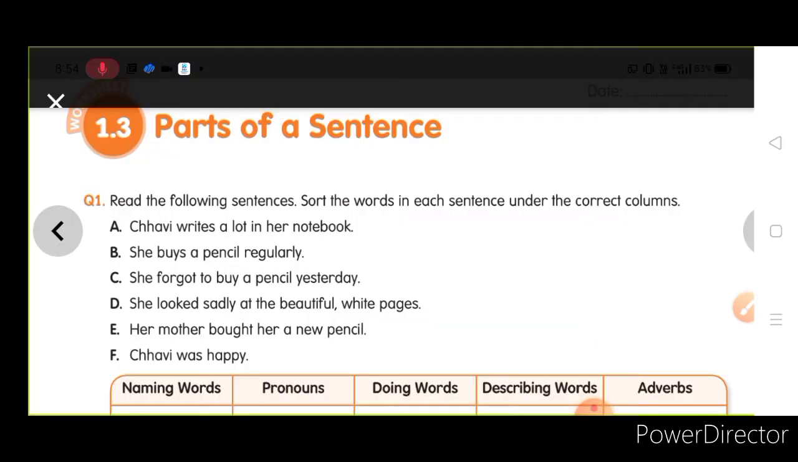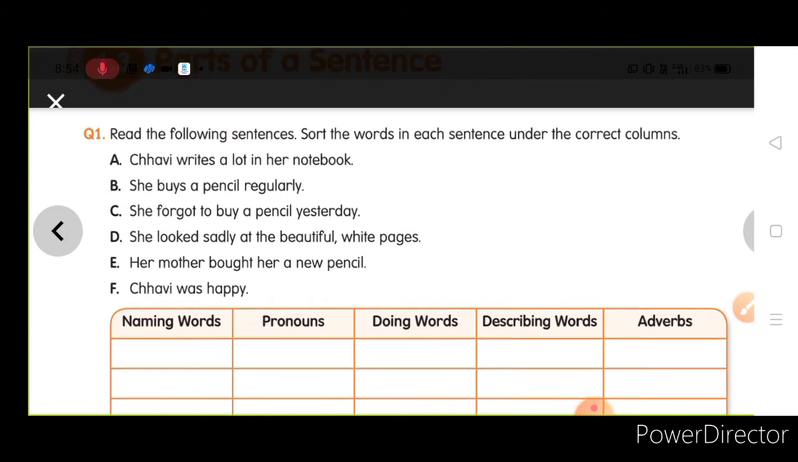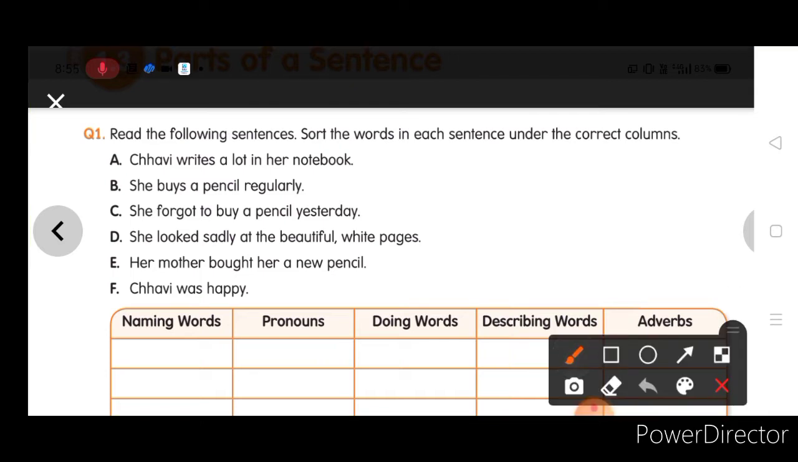So, during the grammar guide, we will do the parts of a sentence in the workbook first. Now here, write down the date as it is, all of you. Now, read the following sentences. Sort the words in each sentence under the correct columns. Chavi writes a lot in her notebook is the sentence given.